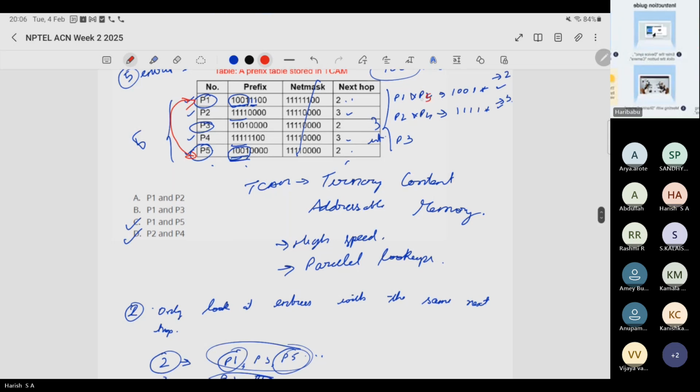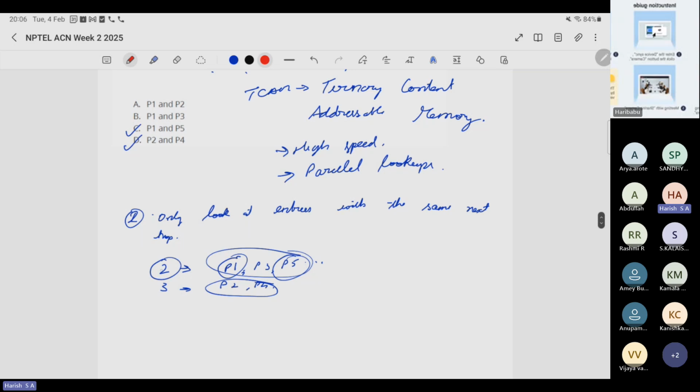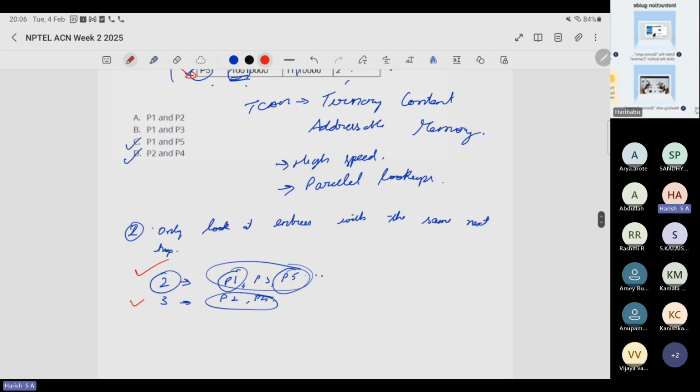P5. These two become one entry, entry number 1. And then P2 and P4. If you see P2 and P4, same case. So where are P2 and P4 coming? Now we have finished hop 1, hop 2. Now hop 3, if you look, P2 and P4 are there.